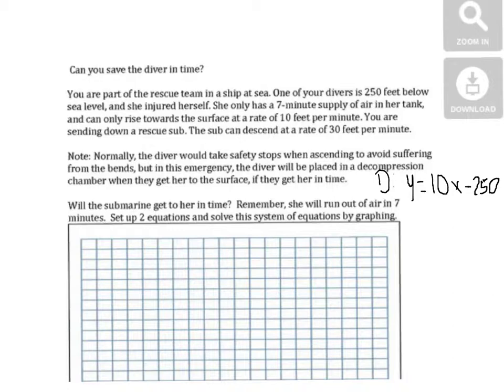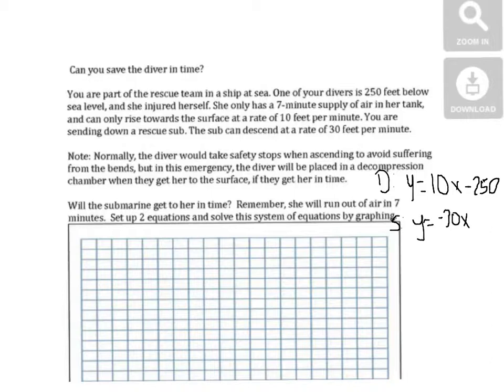And then the submarine is going to descend to try to retrieve her or save her in time before the 7 minutes is up. And so the equation for the submarine is going to be y equals negative 30x, since 30 feet per minute is how it's going to descend. It's negative because it's going underneath the water, x below sea level, and it started at 0 because 0 represents the surface of the water.